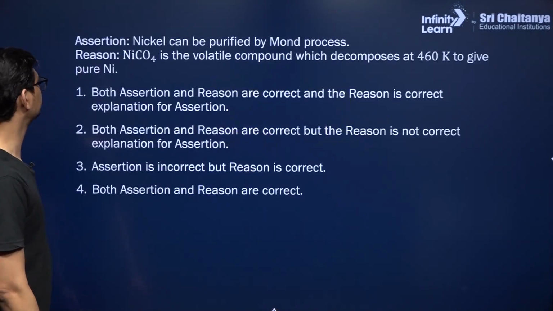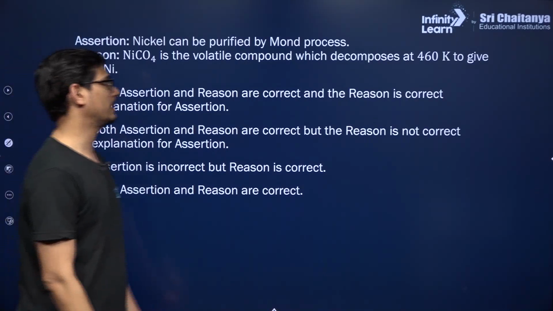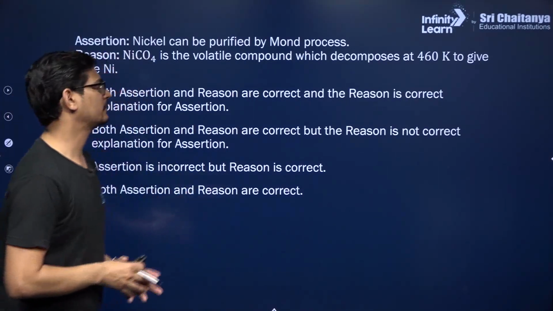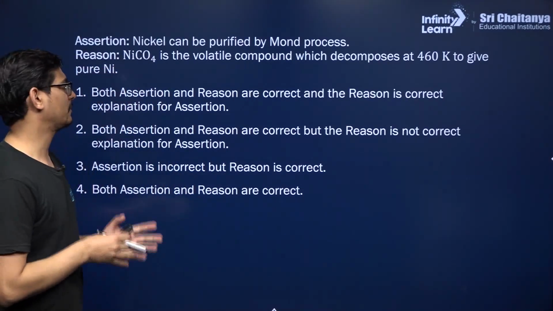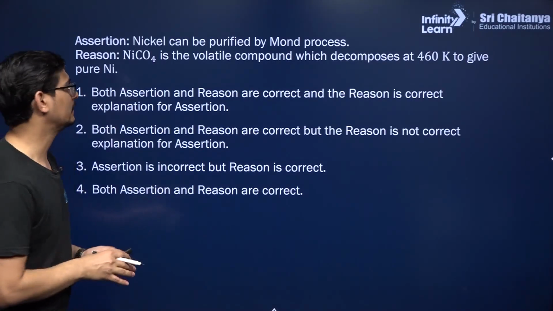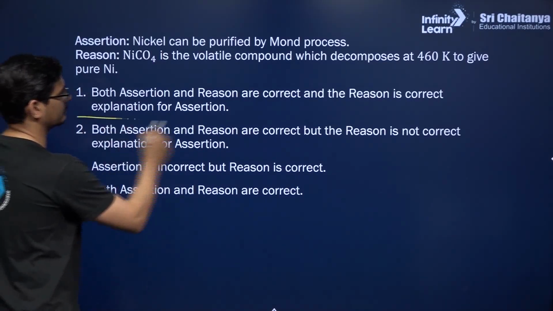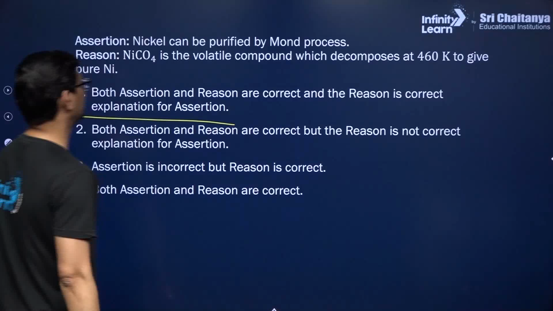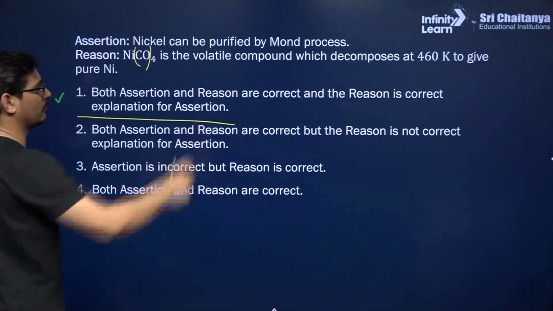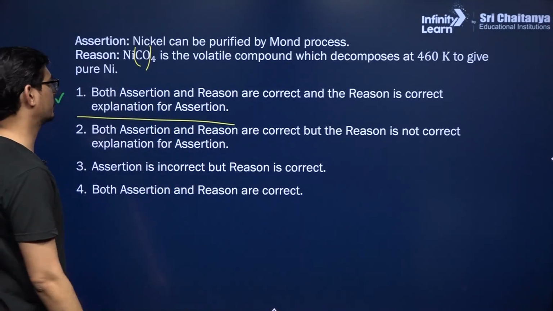Nickel can be purified by the Mond process, because the condition for vapor phase refining is that the metal should form a volatile compound which should decompose easily. So yes, the correct answer is 1, right, because Ni(CO)4 is a volatile compound, and it decomposes at high temperature to give pure nickel.